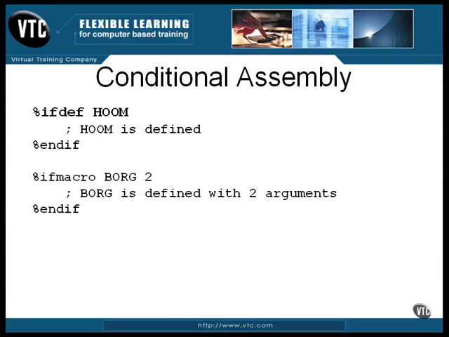Another form of the if is the test for the existence of a multi-line macro. This test includes the number of arguments required by the macro. Now, the reason for the number is because of macro overloading. Overloading is discussed in a later lesson, and both of these have a negative form. The letter N is inserted to form if not def and if not macro.